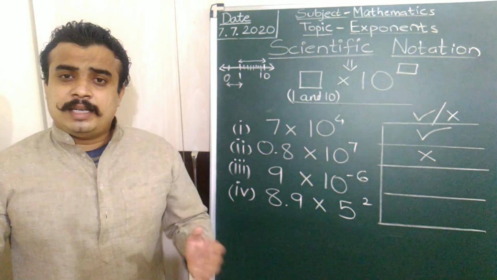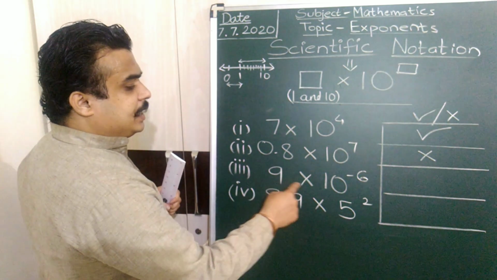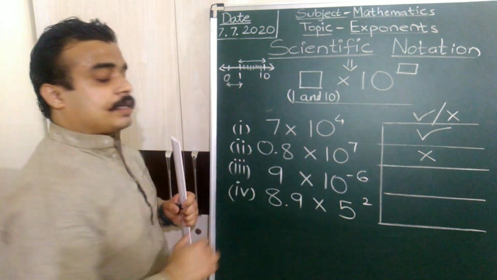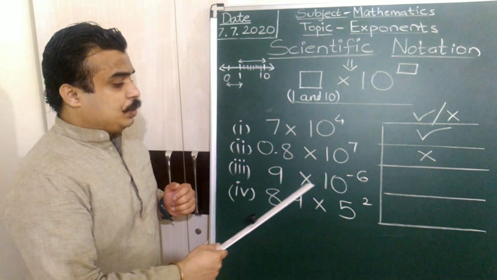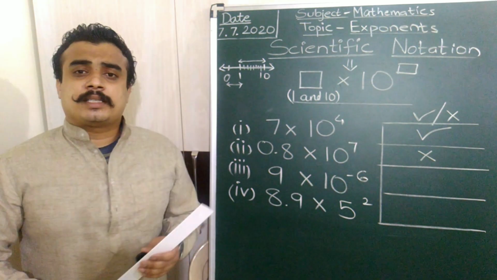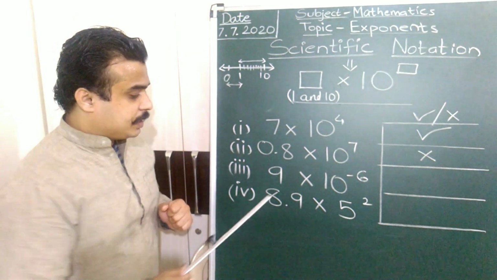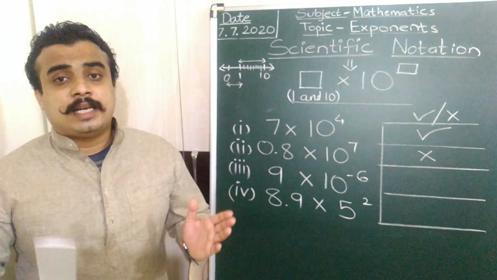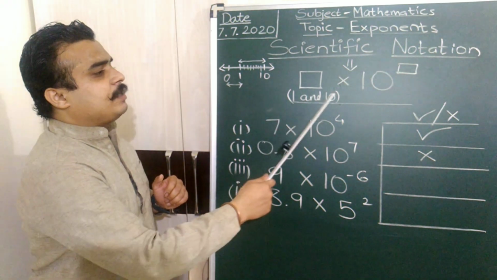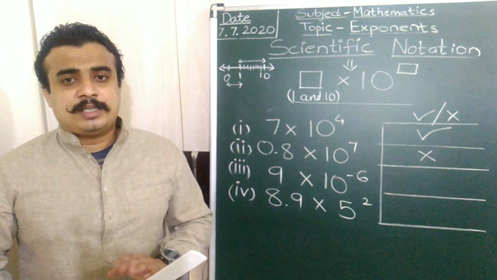Now let's see the third example: 9 into 10 raised to the power minus 6. Let's see the first part of it. We have 9 here, which is between 1 and 10. Then the first part is okay.